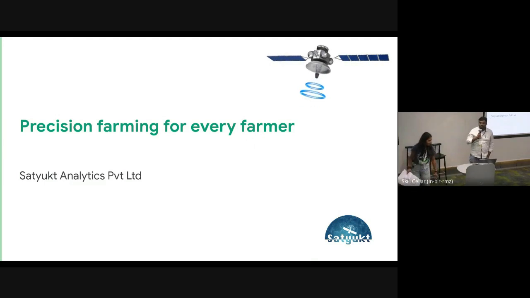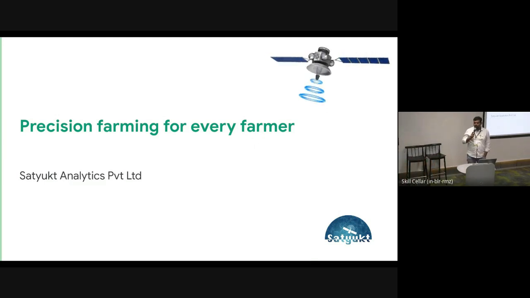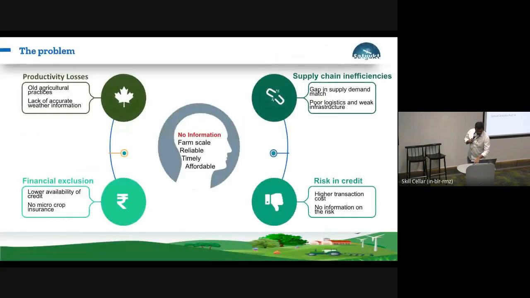Good afternoon, everyone. Myself, Thiyaku from Satyukt. Today I'm going to talk about a mobile application called Sat to Farm, which we have created with the aim to give precision farming to all farmers. Most of you may know, but I'm just covering what the major problems are which the farming society is facing. Mainly it's due to the lack of information. Maybe we don't know the soil health of the farm, so the farmer may be using excess fertilizer, or we don't know what the pest or disease is.